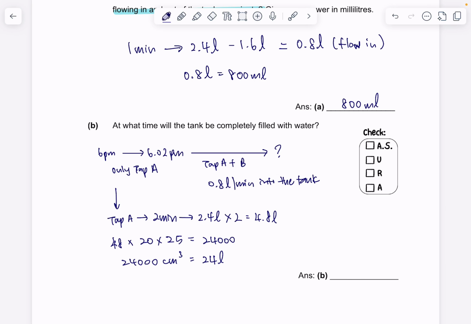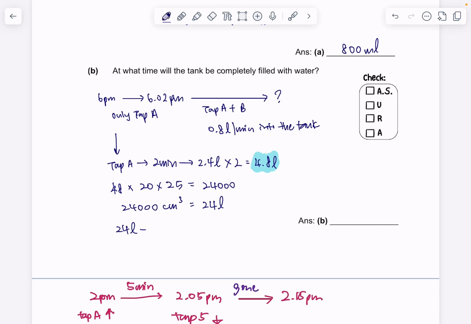Then in the first 2 minutes, 4.8 liters has been filled. So we are interested to know 24 liters minus the 4.8 liters, which was filled in the first 2 minutes. What is the remaining volume to fill the tank, which is 19.2 liters. Then we also know that for every minute, 0.8 liters will fill in the tank from the second part. We will take 19.2 liters divided by 0.8 liters, and we want to know how many minutes that takes up. So we divide it by 0.8 and we get 24.